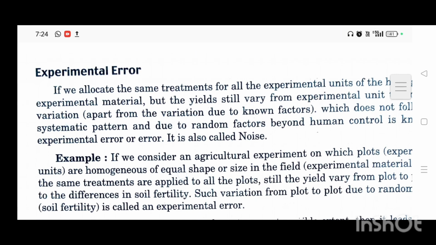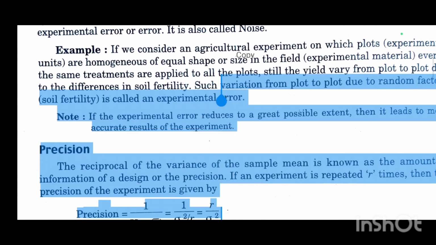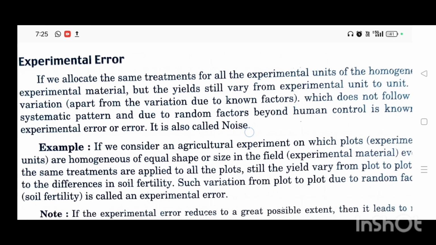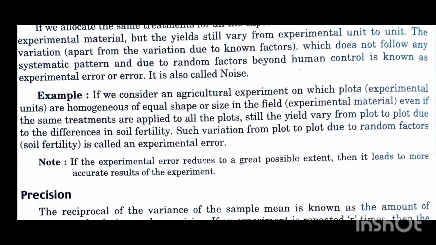Experimental unit and blocks yield the result. Okay, experimental error, this is a very important definition. Just see, if we allocate the same treatments for all the experimental units of the homogeneous experimental material, but the yields still vary from experimental unit to unit, the variation is called the experimental error. It is also known as noise.